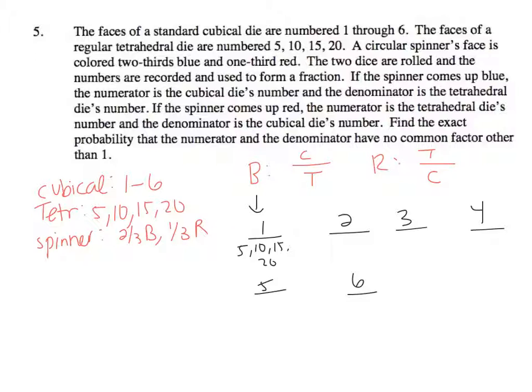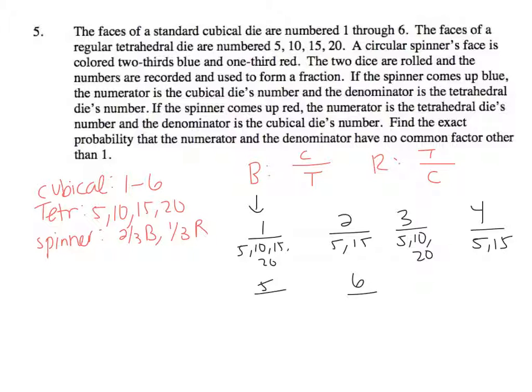If I have a 2, 5 and 15 would be the numbers that don't have common factors with 2. 10 and 20 have the factor of 2 with 2. In terms of 3, I could have a 5, 10, or a 20. Those do not have any common factors with 3. In terms of 4, I have 5 and 15. 10 and 20 are not going to be counted here because 10 and 20 have a factor of 2, which 4 also has.